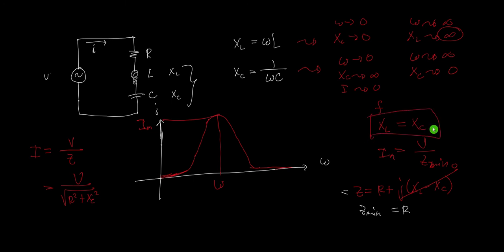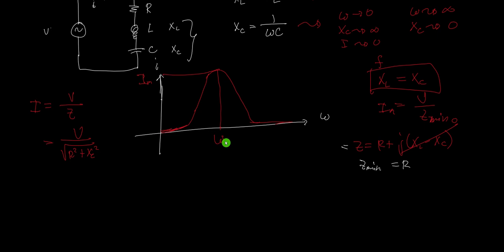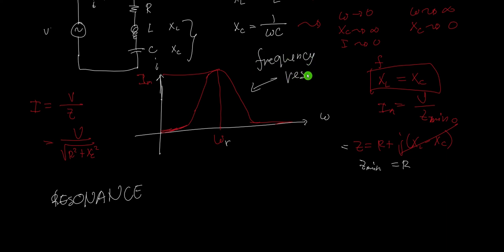And the frequency here that makes the current the maximum is the frequency that makes the inductive and capacitive reactance equal. This is what we call the resonant frequency. You can call it omega R. So that's the resonance. This is the frequency response.